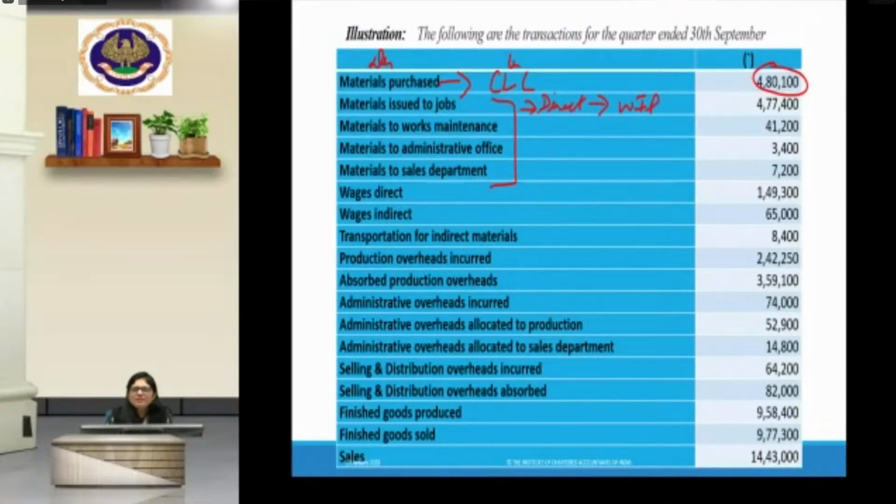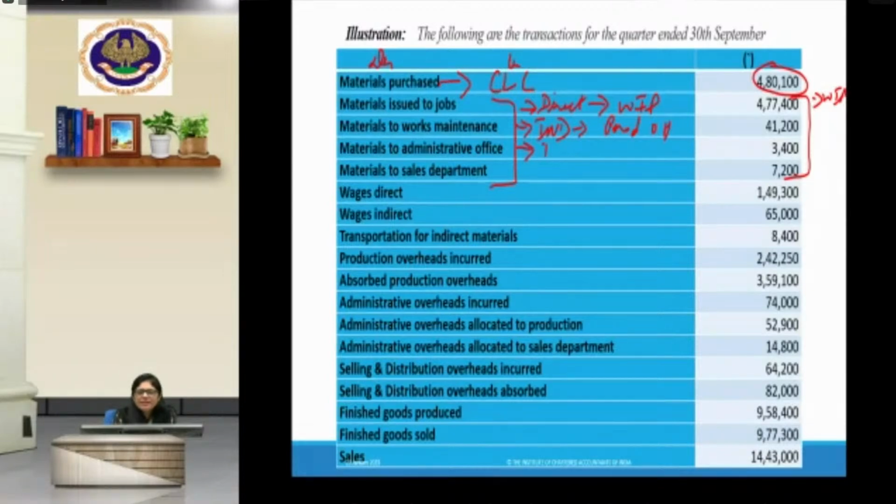So first we have purchased the materials. Now we are issuing the materials. So it will go to WIP. Clear? So WIP account debit to stores ledger. Materials to works maintenance. Works maintenance means manufacturing overhead or factory overhead, or works overhead. So any terminology you can use. This is indirect. It will go to production overhead. So production overhead control account debit to stores ledger control account. Clear? So second material is being transferred to production overhead.